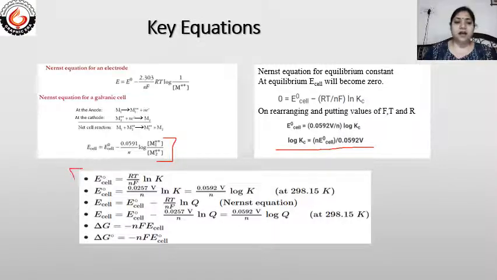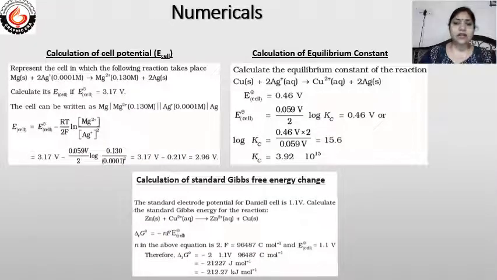These are other equations which are useful, and we have already derived all these equations. Let's start the numerical problems. The first numerical is related to the calculation of cell potential. That means if the values are given and the question is asking to calculate the cell potential, in that case we will use the formula for the galvanic cell, the Nernst equation for the galvanic cell.